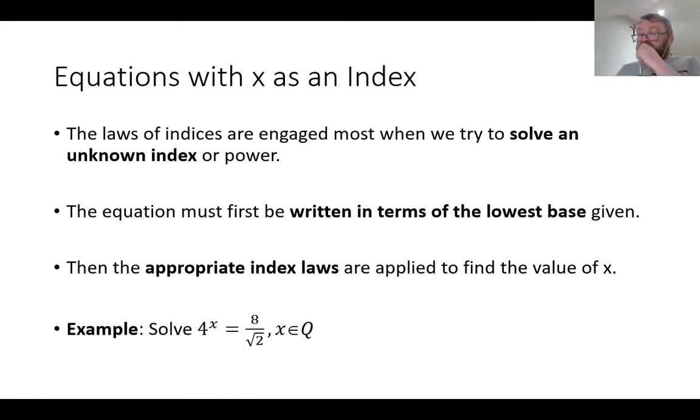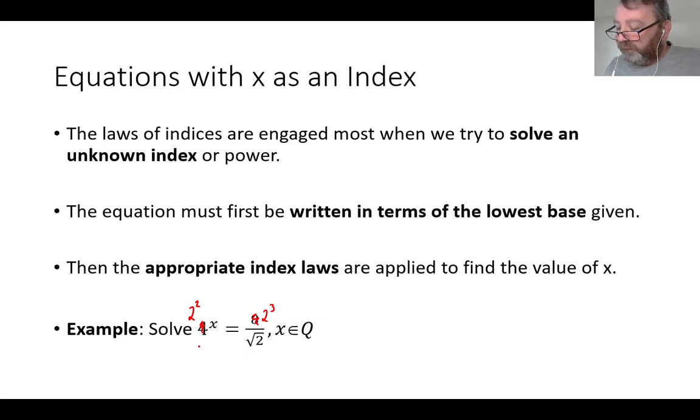So for example, solve 4 to the power of x is equal to 8 over root 2. Now, rule 1, when you're dealing with solving an unknown index, what's the lowest base? The lowest base is 2. So therefore, every other number must be written in the form of 2 to the power of something. So I'm going to rewrite this straight away. Not 4, but 2 squared. Not 8, but 2 cubed. See that? So therefore, what I now have is 2 squared to the power of x.